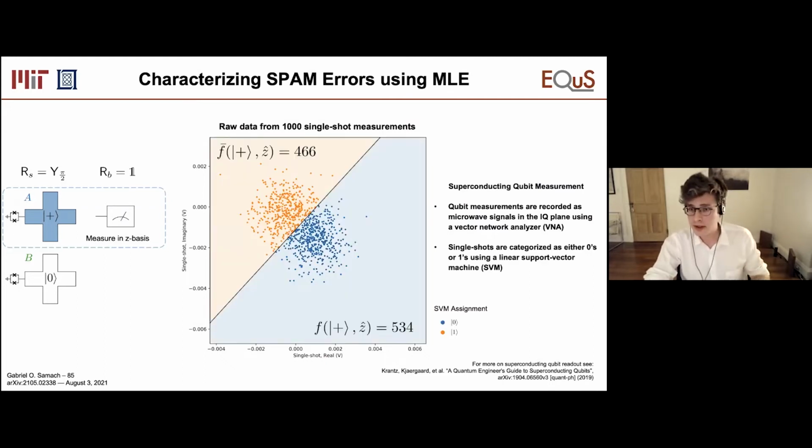Once we get these results, we then pass them through a linear support vector machine, known as an SVM, and that's going to discriminate these outcomes into either 0 state or 1 state measurements. And then all we need to do is count the number of occurrences on each side of the separator, and this corresponds to the F and F bar that are going to go into our maximum likelihood function.